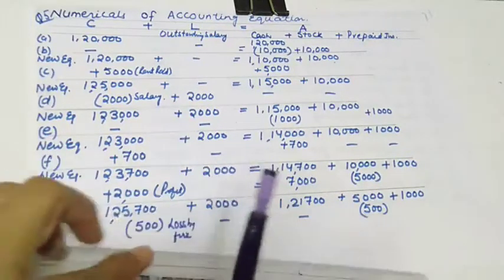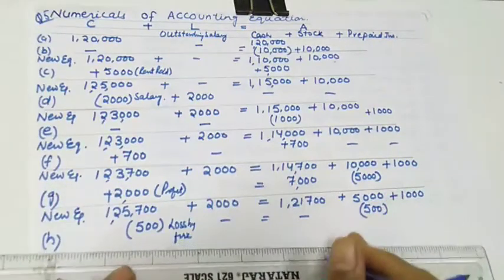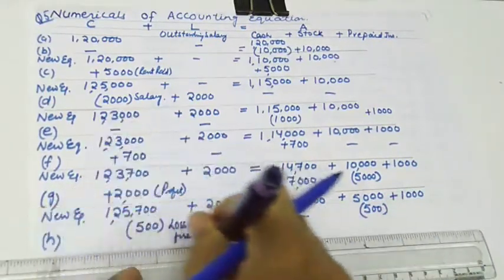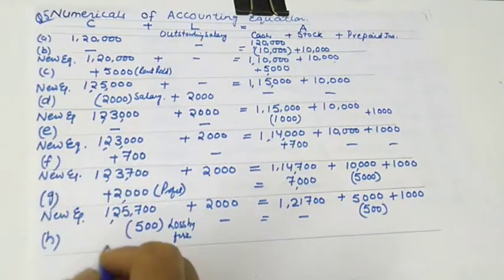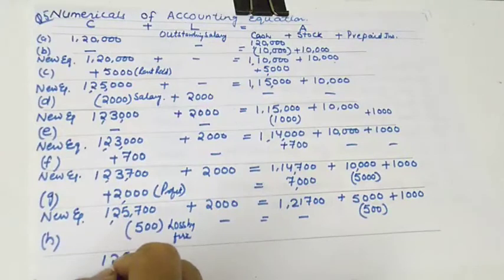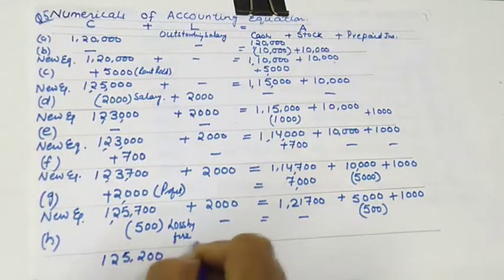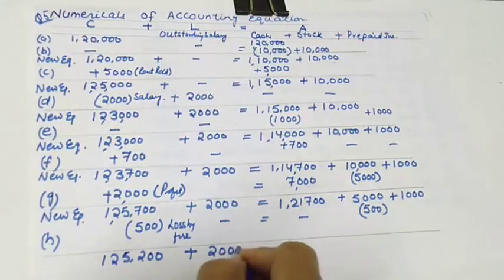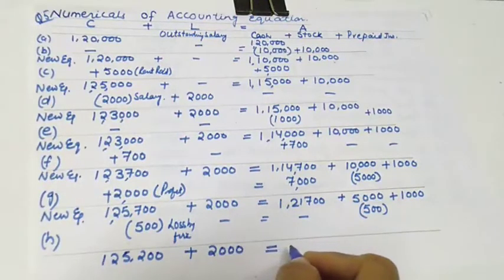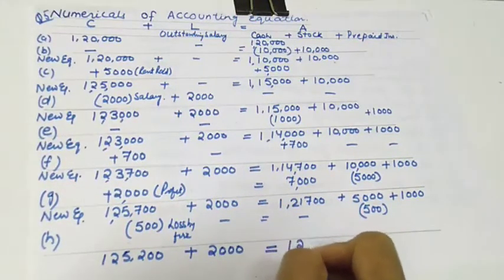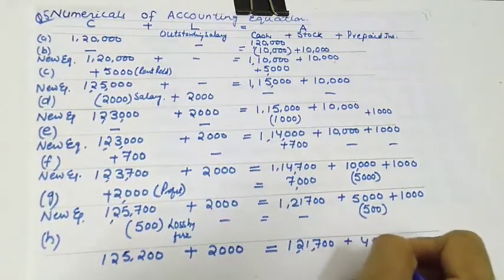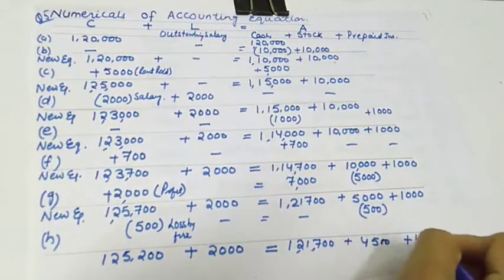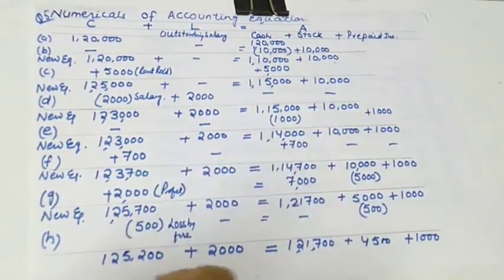So finally the equation will be, and we will be learning in the subsequent lectures how to make the balance sheet. This will be 1,25,200 plus 2,000, which is equal to 1,21,700, no change here, and this will be 4,500 plus 1,000, and finally the total of this side is 1,27,200.